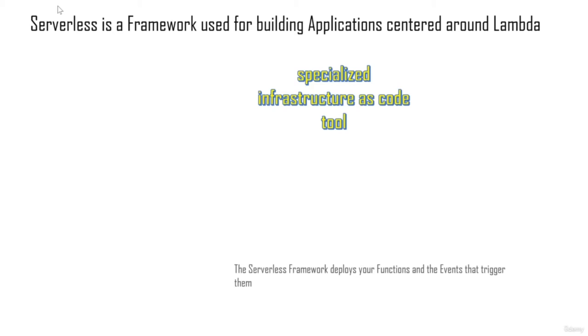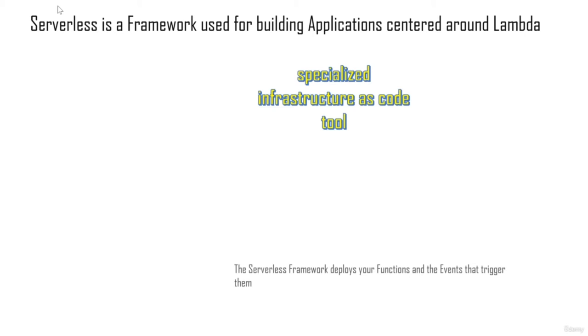Serverless computing is a very general term, whereas the Serverless Framework is basically a tool which can be used for building applications that are centered around Lambda. Now, that is Lambda if you're using AWS, and it could be something else if you're using some other cloud provider. For example, if you're using Azure, then it would be centered around Function App. Or if you're using GCP, it would be centered around the GCP Cloud Functions.